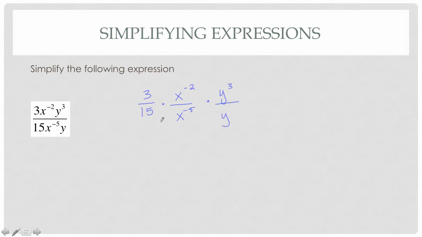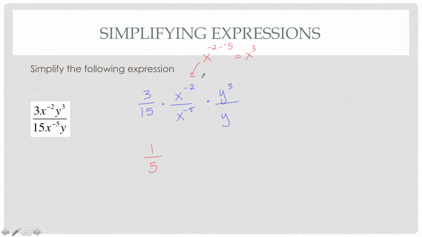And I want to see if I can simplify some things down. The first one that really jumps at me is reducing 3 over 15 down to 1 over 5. For the x's, there's a couple ways I could think about doing this. I do know when I have division, I can subtract the exponents. So this is the same as x to the negative 2 minus negative 5. Be careful with all your negatives, but that turns into negative 2 plus 5, which is going to end up being x to the third.